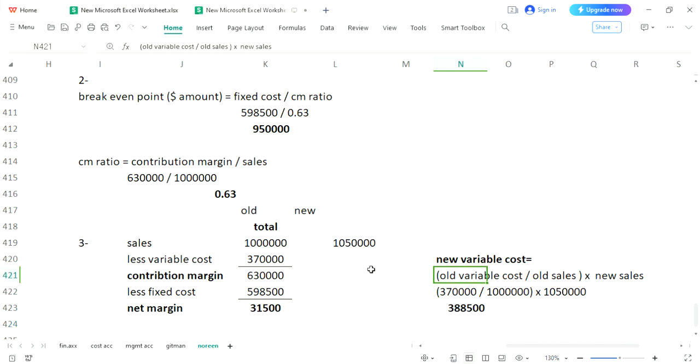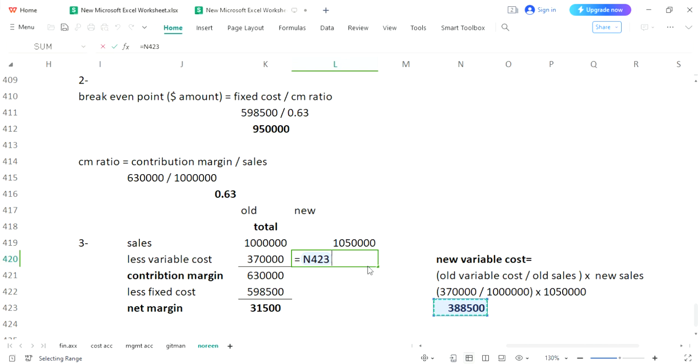Please follow the formula. I was saying that this is a Desi formula and the formula would not be present in any book. This was just for your convenience. You can calculate your new variable cost with the help of this formula. So now new variable cost has arrived, which is, I'm highlighting it, 3,88,500. Put over here. Alright.